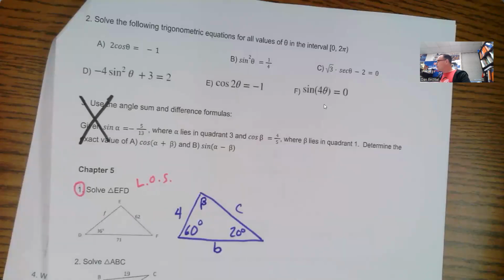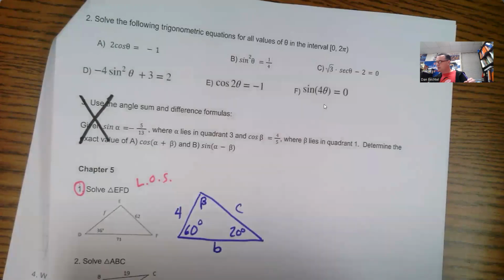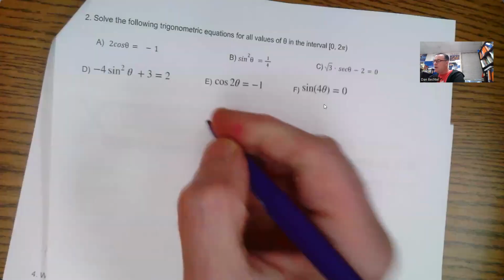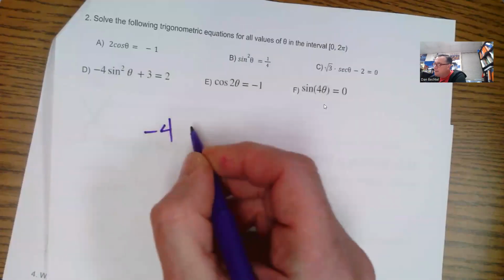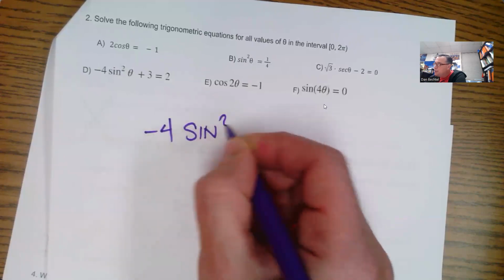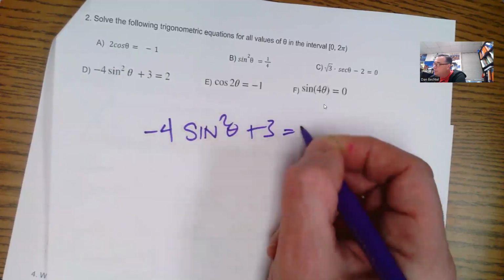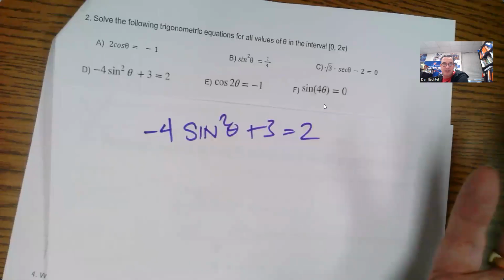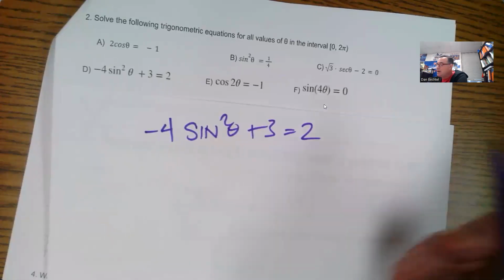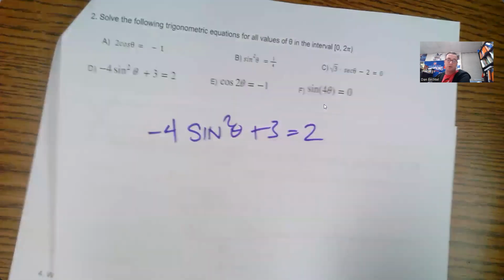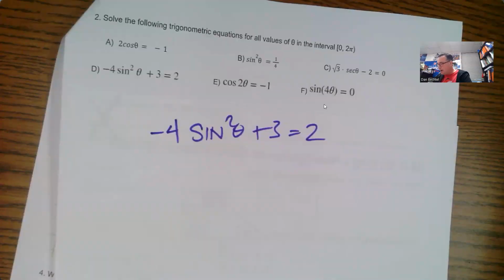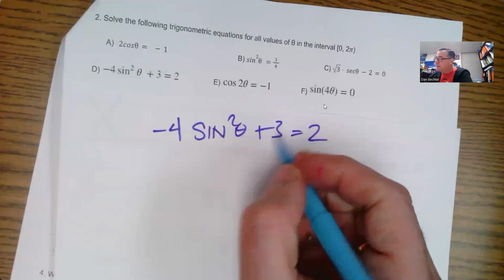D is a little bit more involved, but not terribly so. For D, we are going to be dealing with -4 sine squared theta plus 3 is equal to 2. Again, it's just set up in such a way that we're supposed to solve it. It should be fine. It's squared, so I know I'm going to have to take the square root. So you have to keep in mind that plus or minus, but let's get to moving some things.